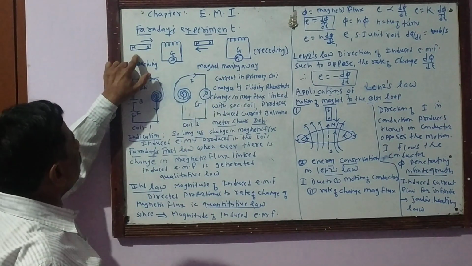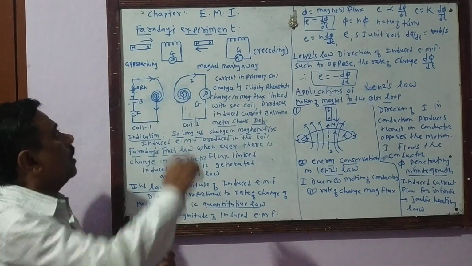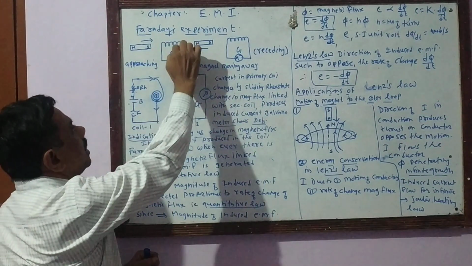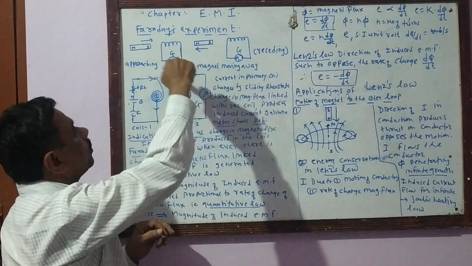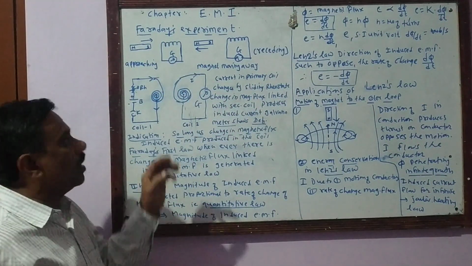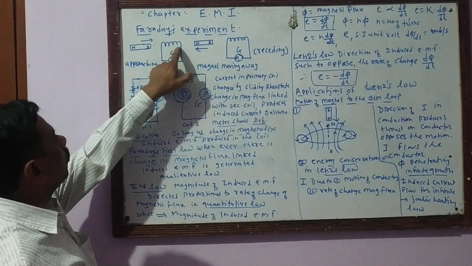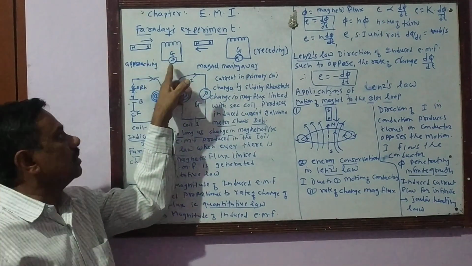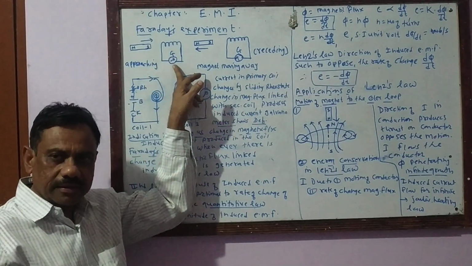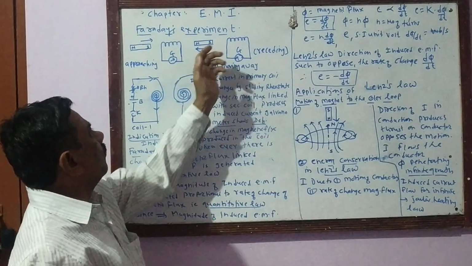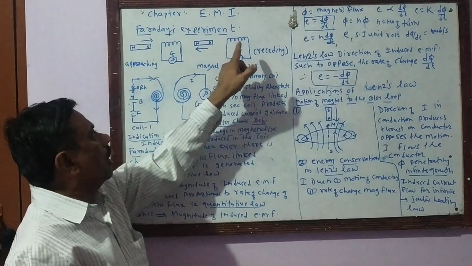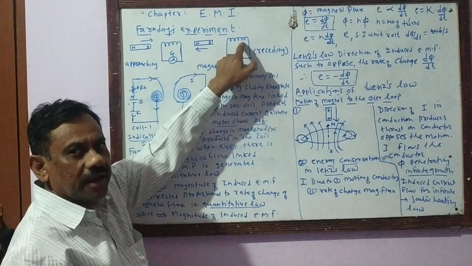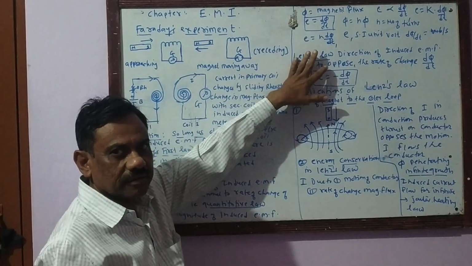When a magnet is moving toward the coil, what will happen? There is a change in magnetic flux linked to the coil, and this change produces an induced EMF in the coil. The induced EMF produces an induced current, and the galvanometer shows a deflection. Again, suppose the bar magnet is moving away from the coil. Again, an induced EMF is generated, but in the opposite direction.